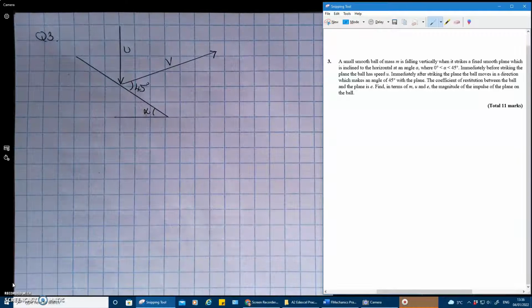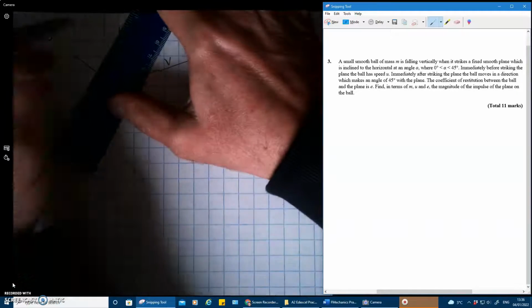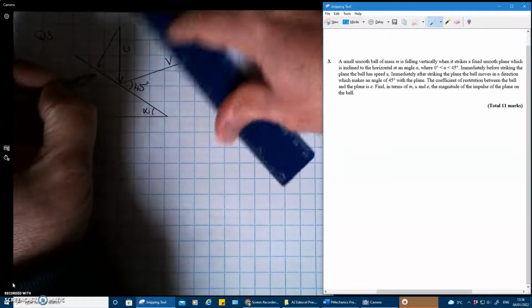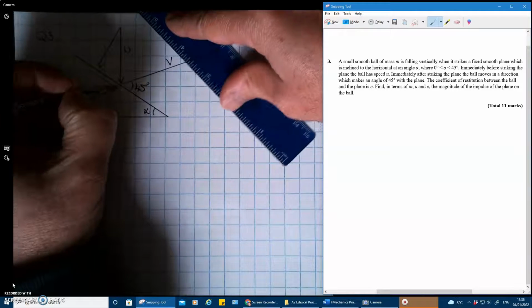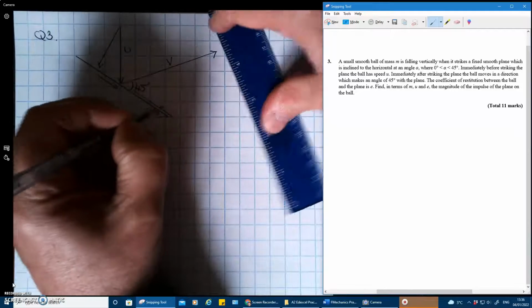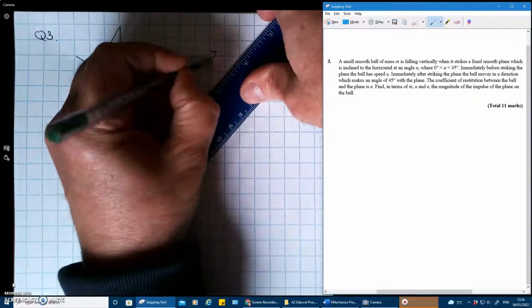Now, the way I would always approach these, I'm not saying it's the only way, but I would break this down to 2 components. So that way and that way. And then I'm going to break V down into its 2 components, that way and that way. Clearly not drawn to scale.